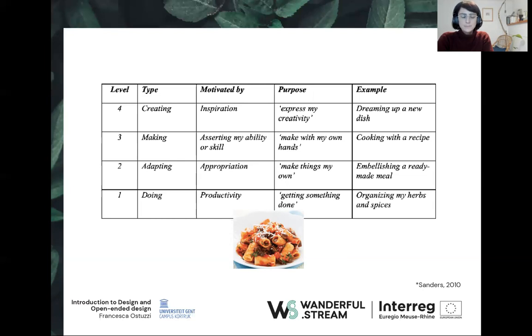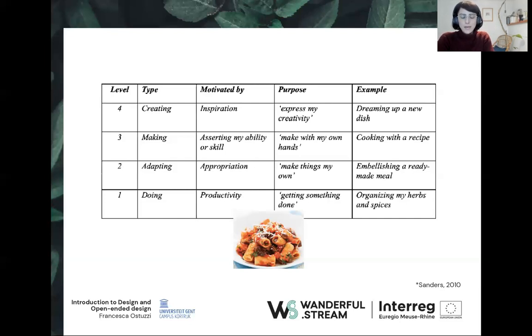A second level is the level of adapting. The motivation is that I want to appropriate something, to make things my own. For example, I might add some ingredients to a food delivery that I received. Maybe I have not cooked it, but I'm going to change it slightly so that the food I ordered is specifically mine. A typical example is to add spices to a certain food. So also here, we are designing. We are changing reality by adapting it to our needs and our taste in this case.